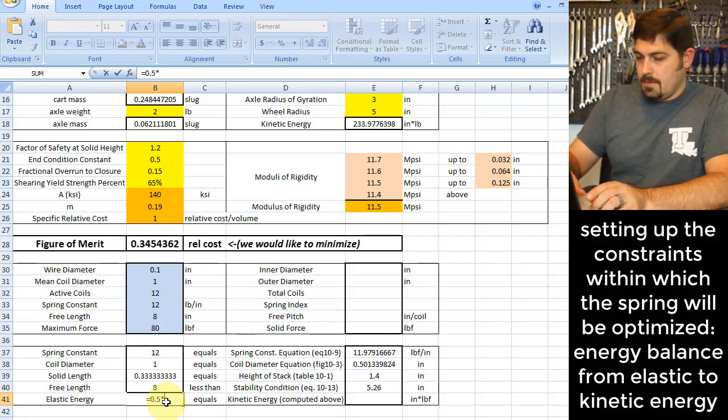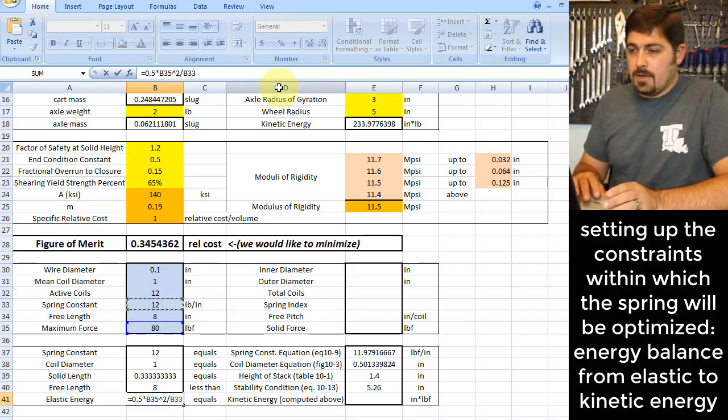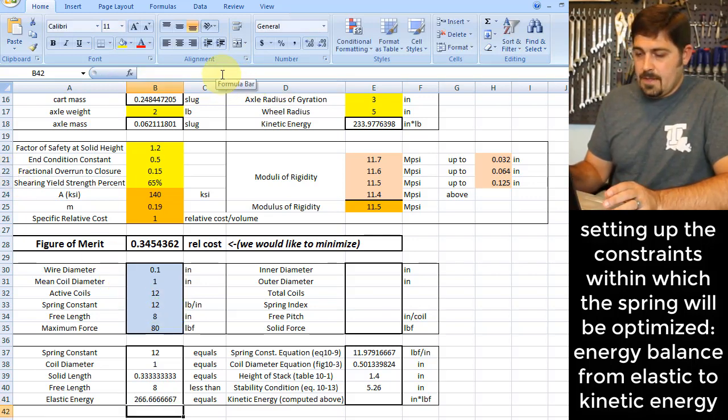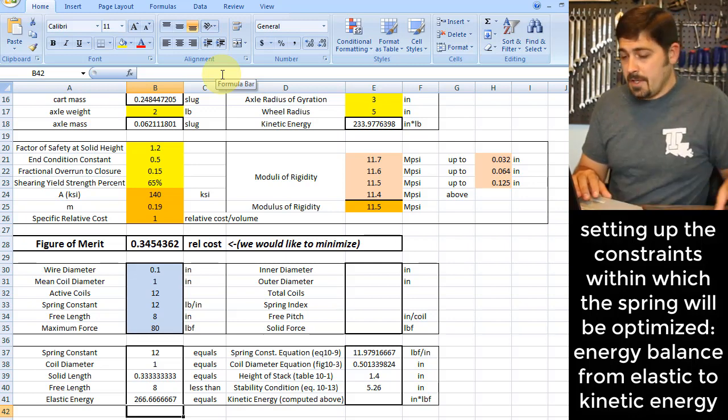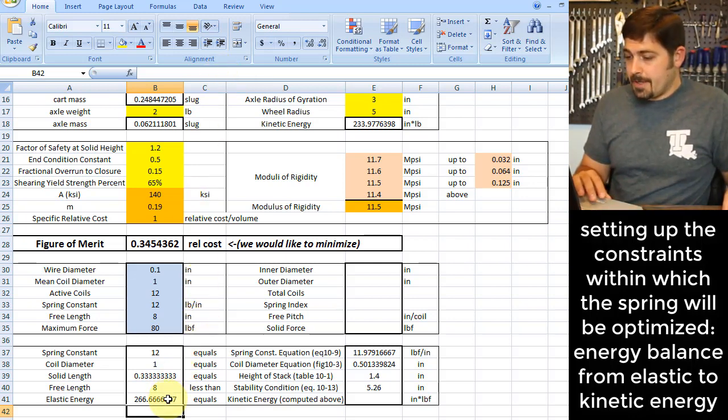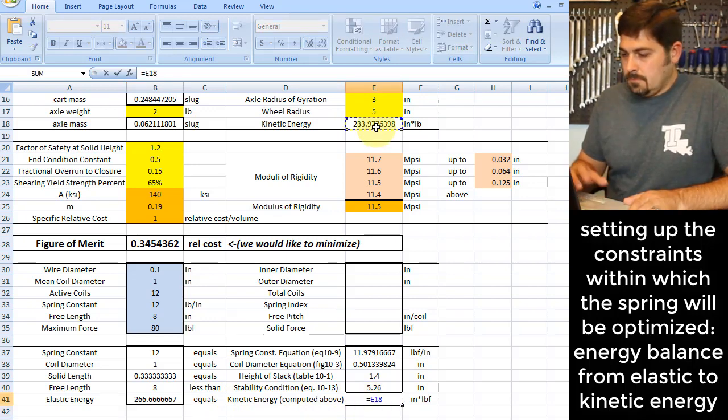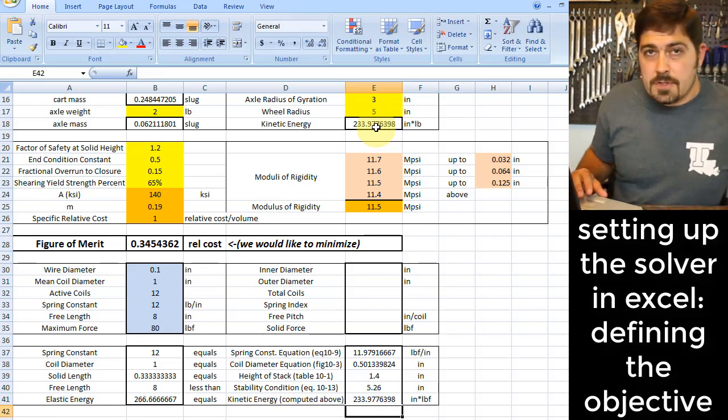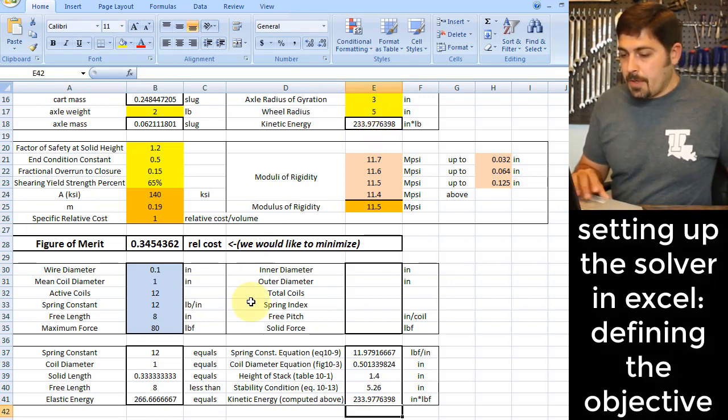All right, F is here, and I'm going to divide that by my spring constant. All right, so we're going to hit enter here, and that gives us how much elastic energy we have stored in the spring. Okay, well, the thing is that elastic energy is going to be equal to the kinetic energy we computed before. Okay, so what we have now is that we've set up all of our constraint equations, and we have the variables that we're trying to solve for.